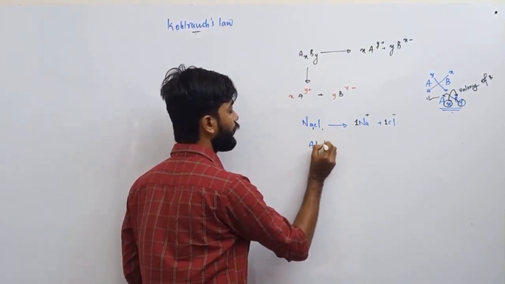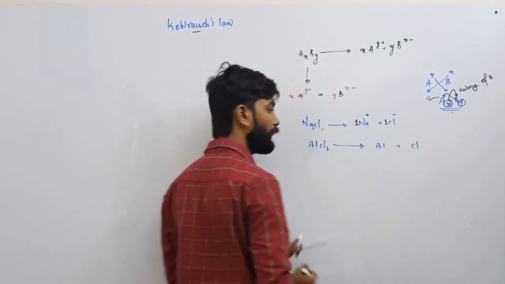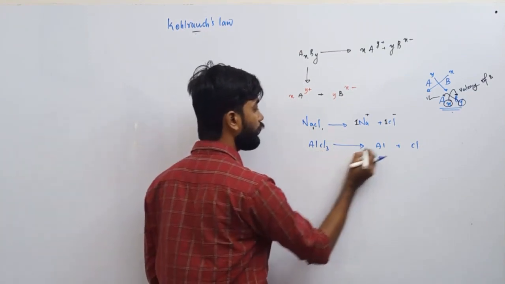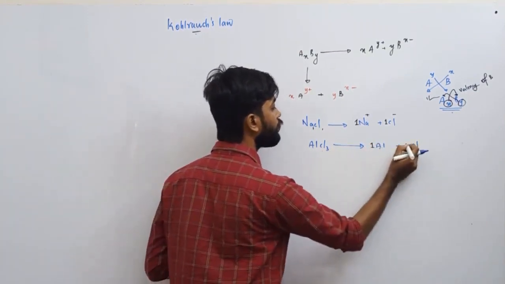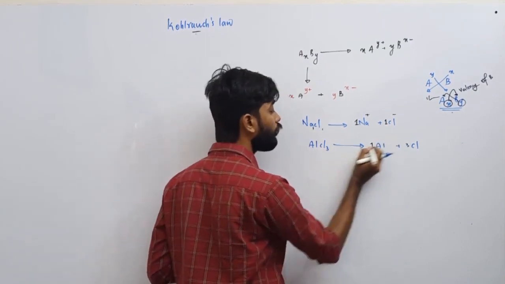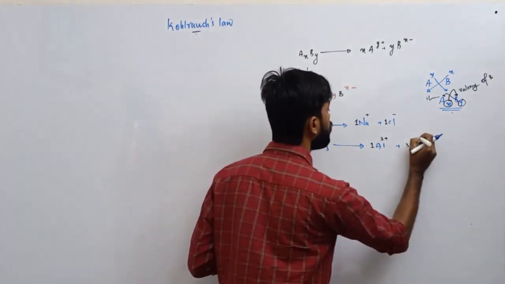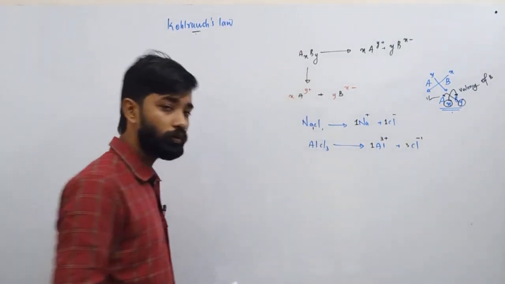And AlCl3. It splits into Al plus Cl, right? How much Al? Only 1. How much Cl? 3. What is the valency of Al? That is below Cl, 3, so 3 plus. Valency of chlorine is below Al, minus 1. So this is how you can split.